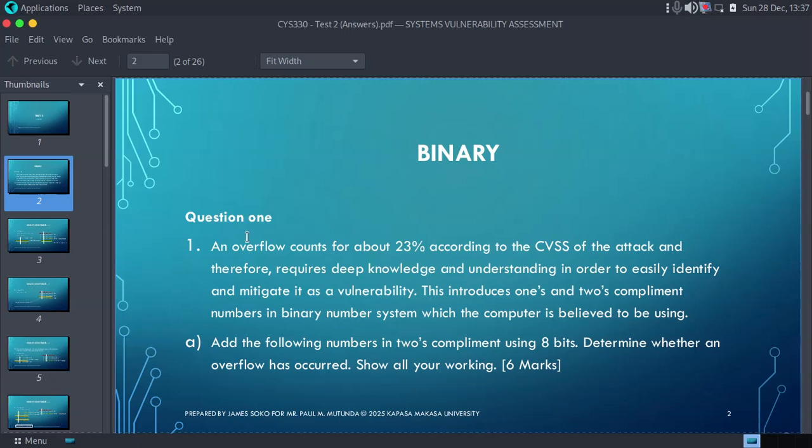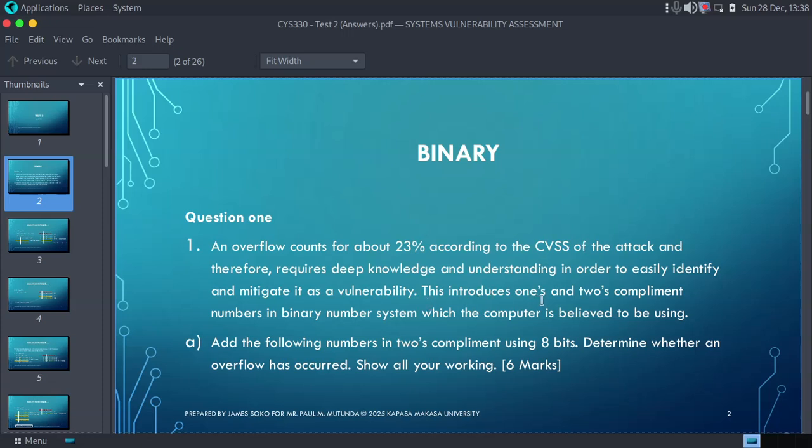So question 1 says an overflow counts for about 23% according to the CVSS of the attack, and therefore requires deep knowledge and understanding in order to easily identify and mitigate it as a vulnerability. CVSS stands for Common Vulnerability Scoring System, which has a particular range. So we are not interested in that for now.